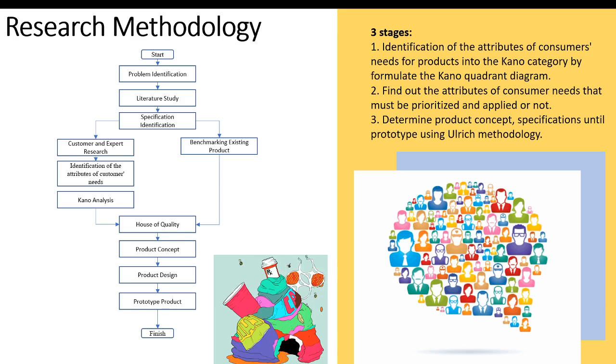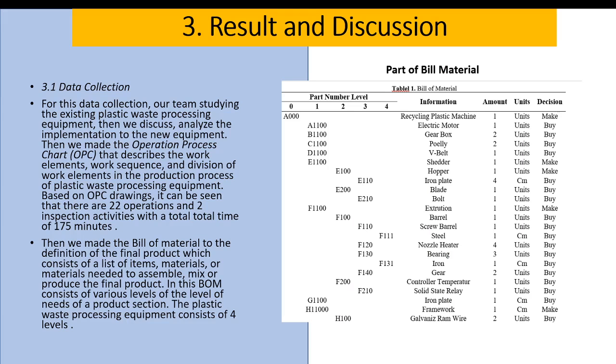Research methodology. This is the research methodology flow chart. We use 3 stages. First, identification of the attributes of consumer needs for the product into the Kano category by formulating the Kano quadrant diagram. Second, find out the attributes of consumer needs that must be prioritized and applied or not. Third, determine the product concept specification until prototype using the Ulrich methodology.